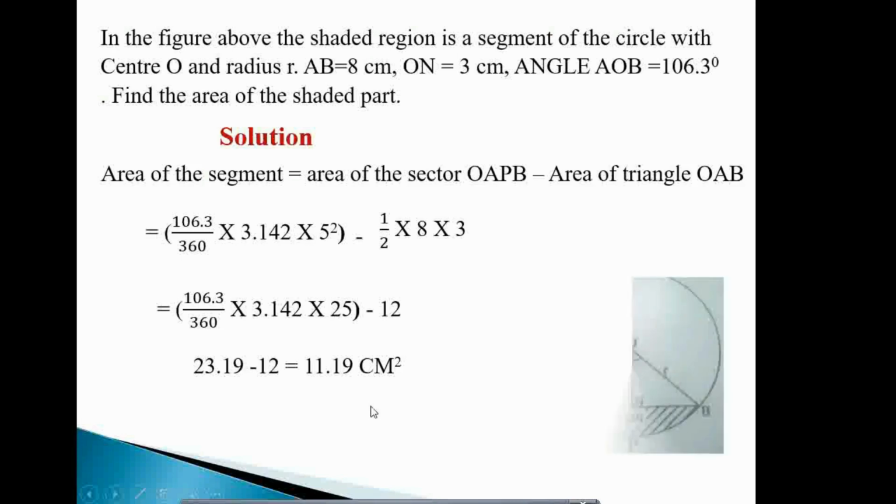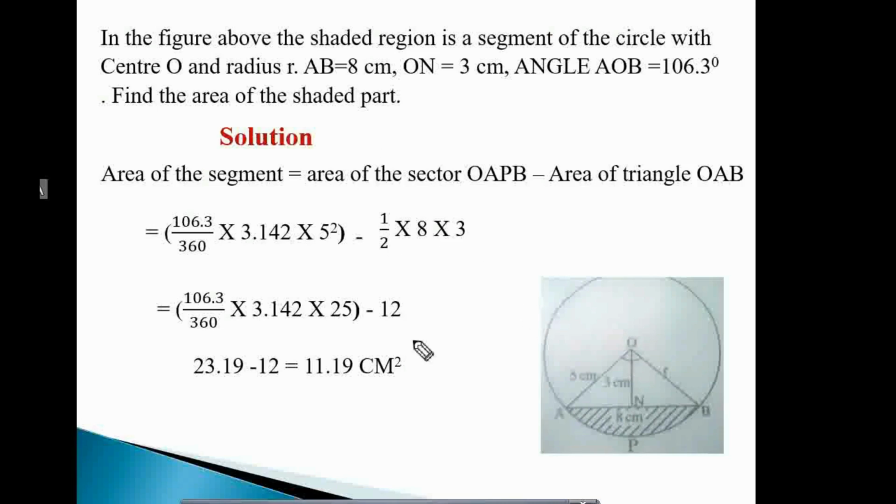So you can see that. What I've just said is that you take the angle here, which is 106.3 over 360, and then multiply with pi, which is 3.142, and then multiply with the radius, which is 5, so 5 squared. Then minus the area of this triangle here. Remember, we have the base of the triangle as 8 centimeters and the height as 3 centimeters. So you'll take a half times 8 times 3.